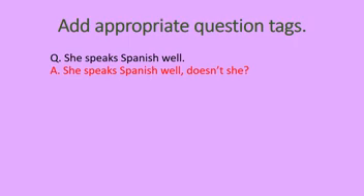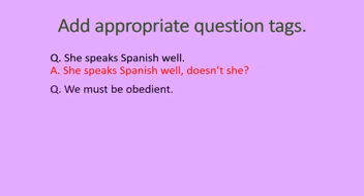We cannot write she speaks Spanish well, don't she? Don't, the verb do, it does not go with the singular pronoun she, right? With singular pronouns like she, he, it, we use doesn't. With plural ones we use don't. They do not. She does not. It does not. The students do not. Okay.